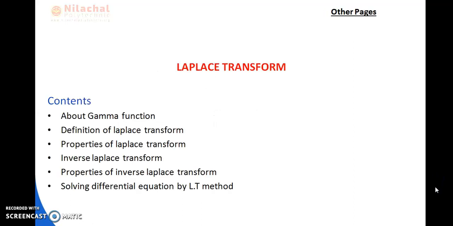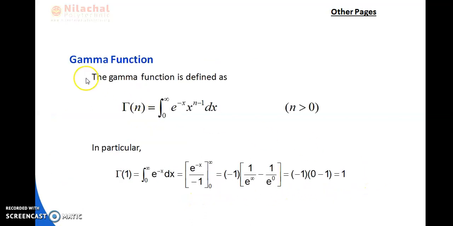Okay, so Laplace transform. First of all, we have to know about the contents of this chapter. First one is about the gamma function. We'll study the gamma function, then the definition of the Laplace transform, then properties of the Laplace transform, then the inverse Laplace transform, then properties of the inverse Laplace transform, and at last solving differential equations by the Laplace transform method. In short, we say LT method. Clear? So first we have to know about the gamma function.